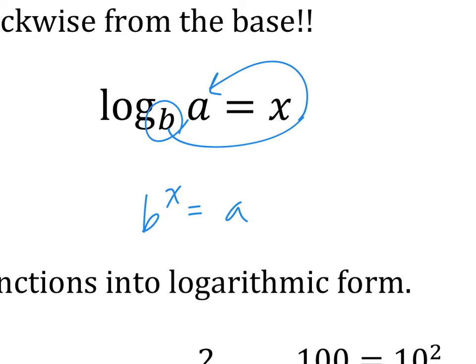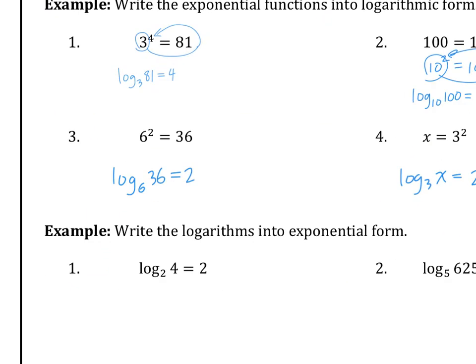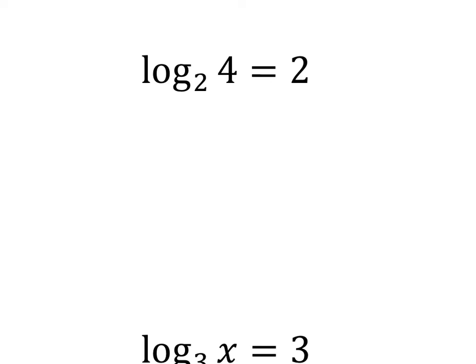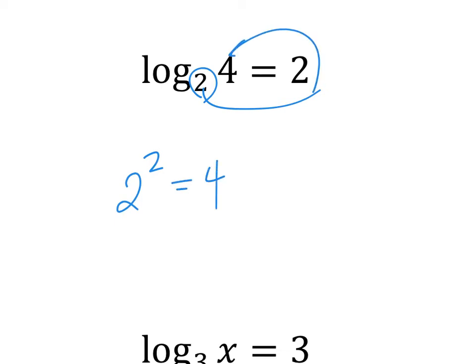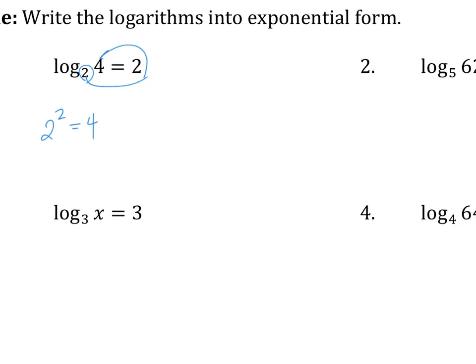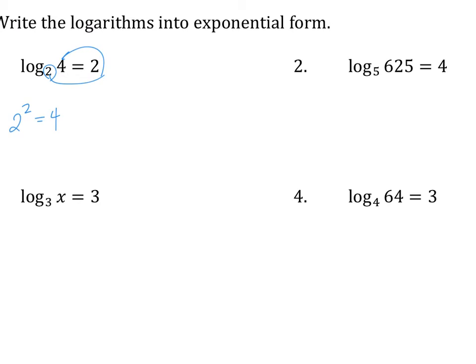Okay, let us practice. So we're going to go to the bottom of the page. Okay, so let's look at this one. What is the base on this question? 2. Good. So we're going to start at 2, loop around, and that next 2 becomes the what? Exponent, and then loop back equals 4. Good. I think you guys can practice the other 3. Go ahead and figure out the exponential form.